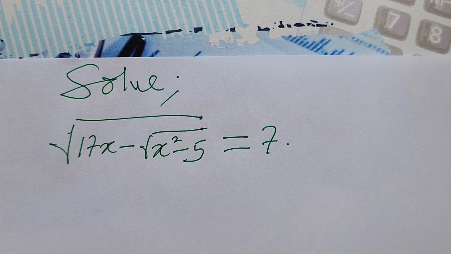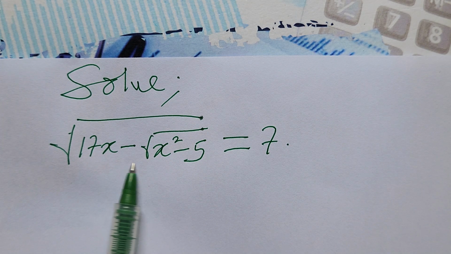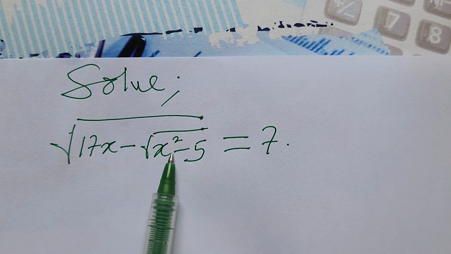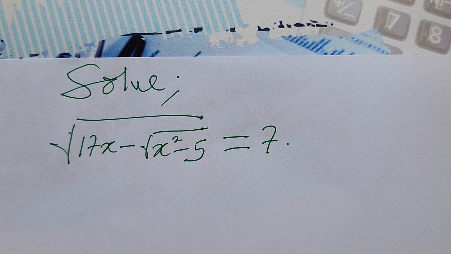Today we have this nice math Olympiad question before us here. The question reads: solve the square root of 17x minus the square root of x to the power of 2 minus 5, everything equal to 7. So how do we solve for the value of x here?